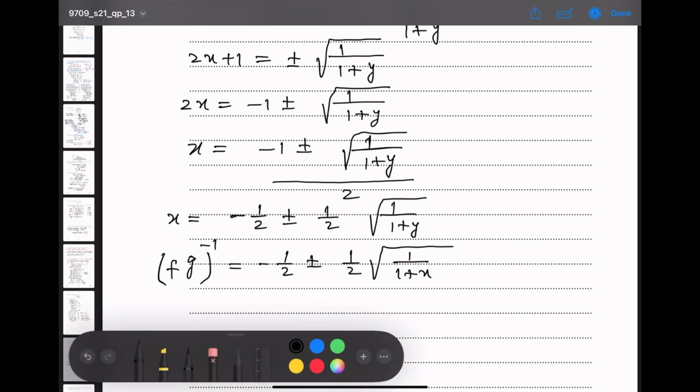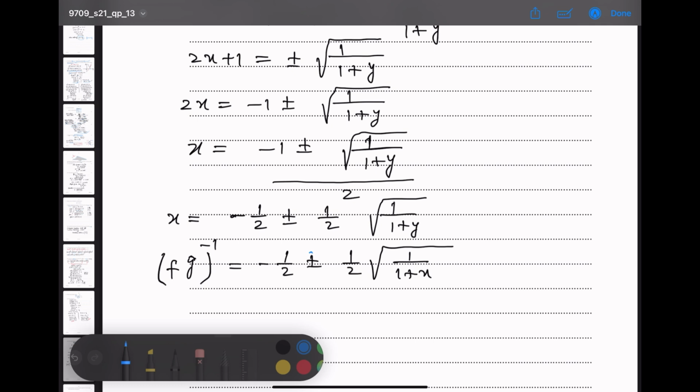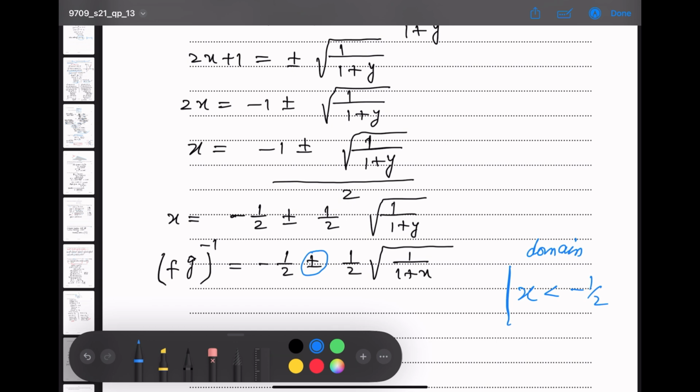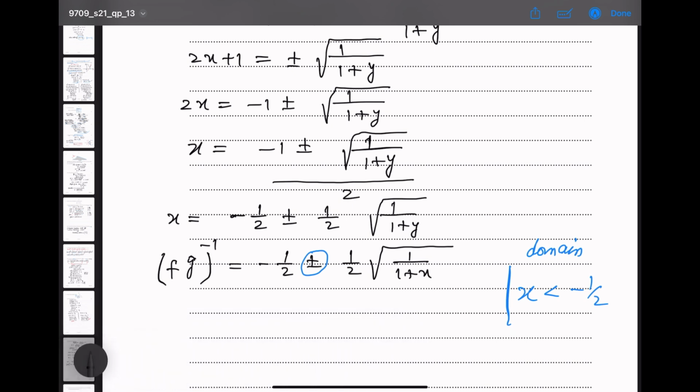Now we justify whether it is plus or minus here. It depends upon the domain of the function. Since the domain of the function is x less than negative 1 over 2, we will accept only the negative value. So (fg) inverse will be minus 1 over 2 minus 1 over 2, square root of 1 over 1 plus x.